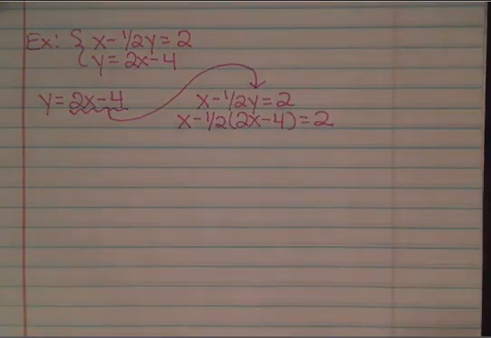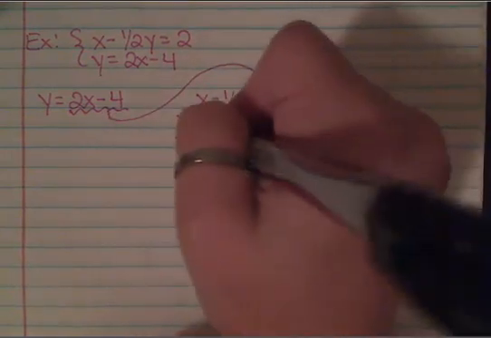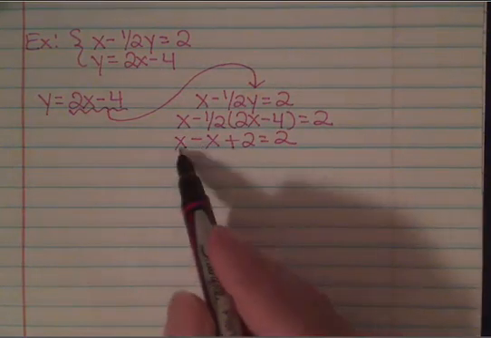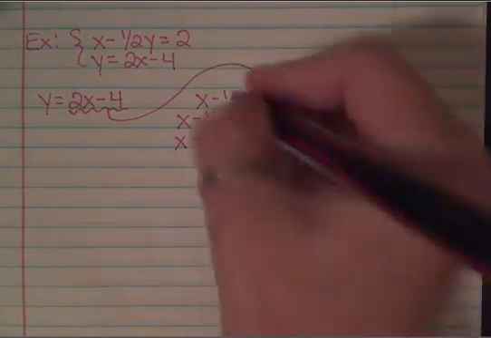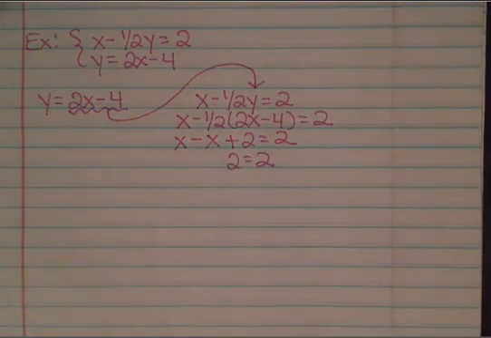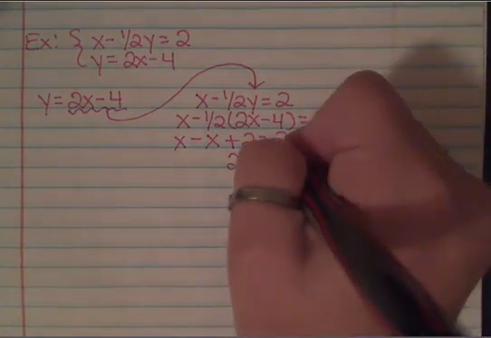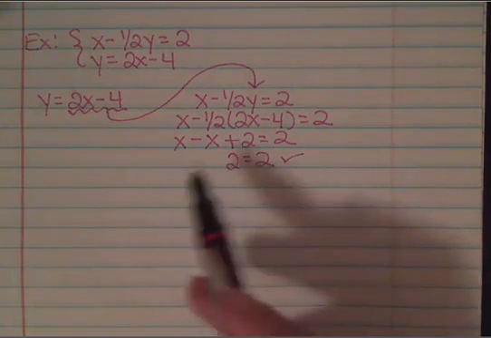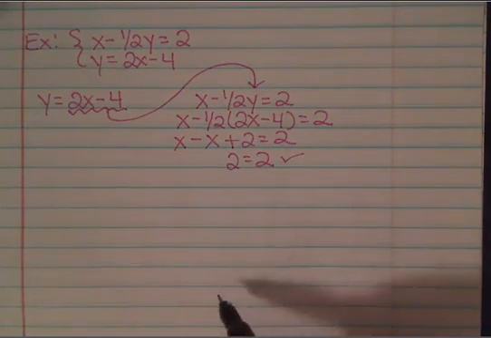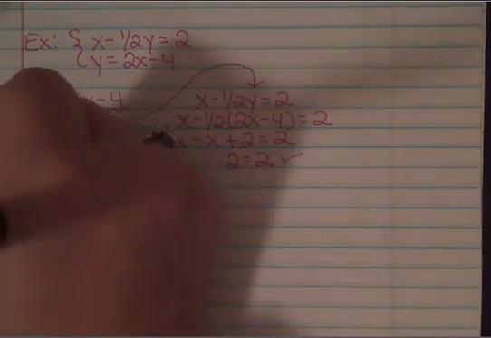So x minus x plus 2 equals 2. Notice our x's will go away, so that leaves us with 2 equals 2. Is that true? That is true. So if you get to a point where all your variables go away, but you're left with a true statement, then this means that there are infinitely many solutions.